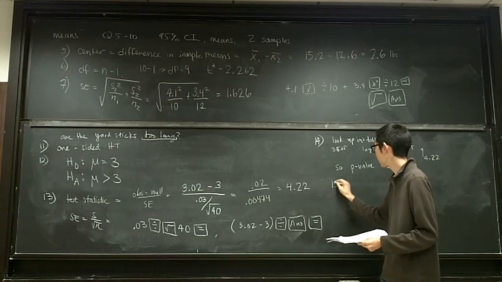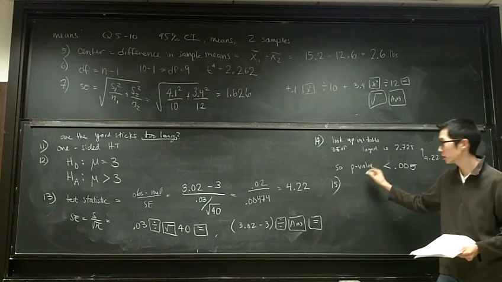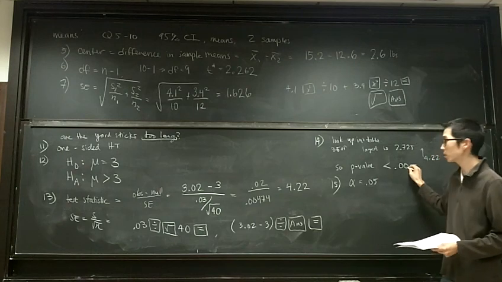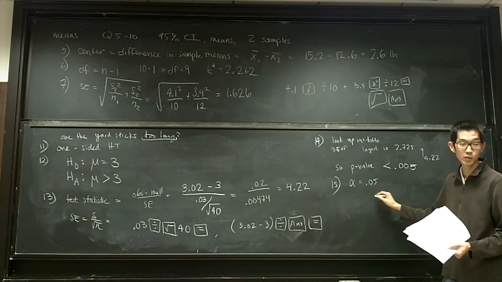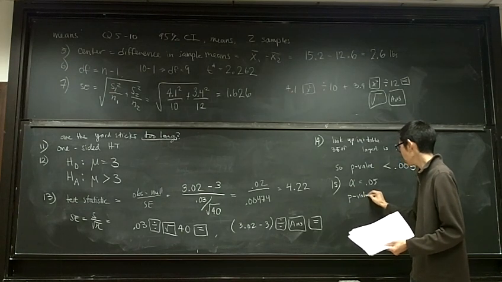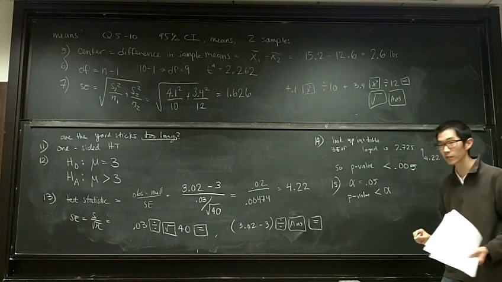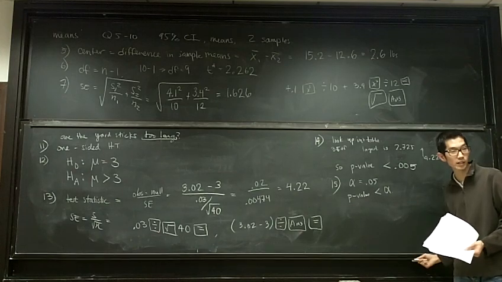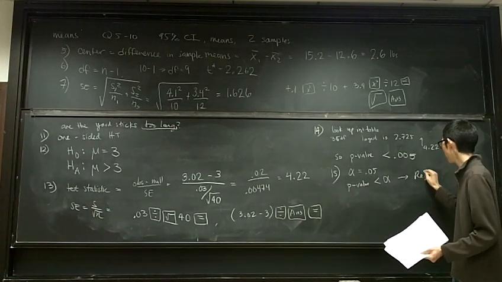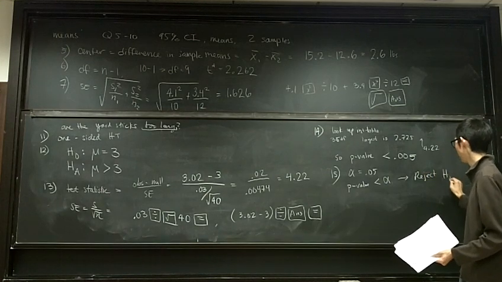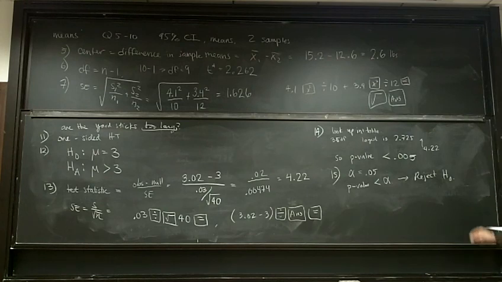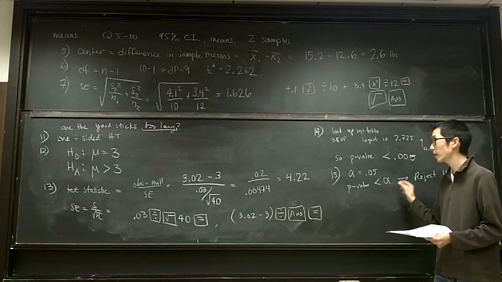Number 15. Here our p-value is 0.005 and our alpha is 0.05. 0.005 is much less than 0.05. So our p-value is less than alpha. Whenever you have the p-value less than alpha, that means you reject the null hypothesis. Always. P-value less than alpha, reject the null hypothesis. So what's your conclusion? Reject the null hypothesis.